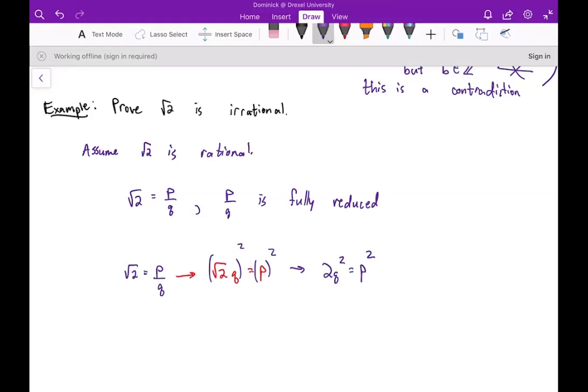Right? Well, this is sort of what we said in the last argument. We have p squared being written as 2 times something, so we're going to get that p squared is even here, which then implies, of course, that p is even. So then if p is even, p is 2 times k for some k.